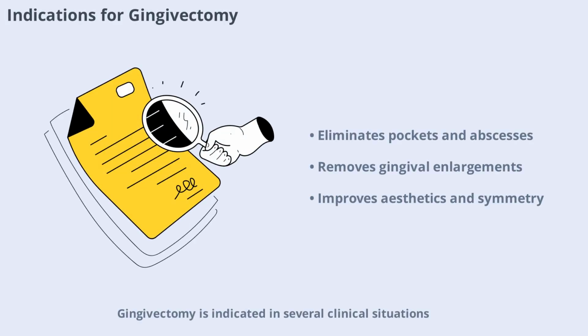Gingivectomy is indicated in several clinical situations. It is used to eliminate supra-alveolar pockets and abscesses, remove fibrous or edematous gingival enlargements, and transform rolled or blunted margins into a more physiologic form. The procedure can also enhance aesthetics, especially when the anatomic crown is not fully exposed, and create bilateral symmetry. Additionally, gingivectomy can expose more clinical crown for restorative procedures and correct gingival craters. These indications make it a versatile tool in periodontal therapy.